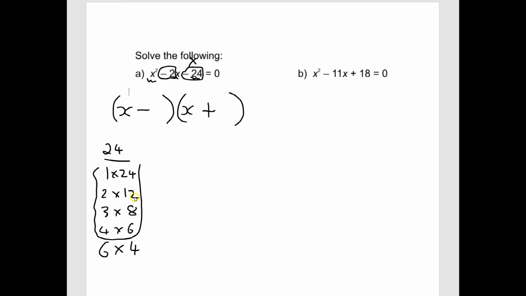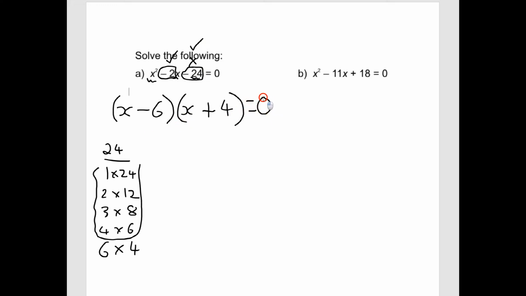So the only candidates I can see are 4 and 6, because if I put in minus 6 and then add 4, minus 6 plus 4 is minus 2, happy. Minus 6 times 4 is minus 24, happy. So that's my factorized form.